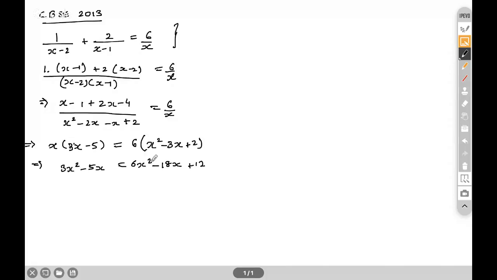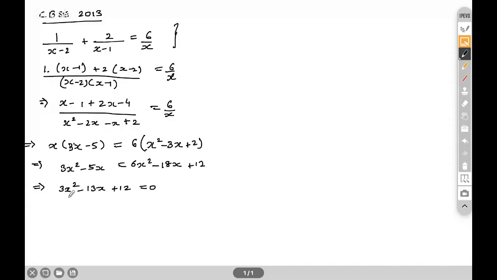Okay, now we just need to reduce it further, and then you will get a quadratic equation. If you simplify everything, you will get 6x² − 3x², which is 3x², − 18x, and then −5x goes to the other side, so it becomes −13x, and here is +12, and this is equal to 0. So hence we get the equation 3x² − 13x + 12 = 0.